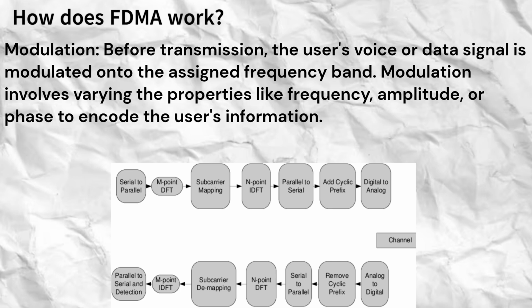Modulation. Before transmission, the user's voice or data signal is modulated onto the assigned frequency band. Modulation involves varying the properties of the carrier signal, frequency, amplitude, or phase, to encode the user's information. Different modulation techniques can be used based on the system's requirements and the characteristics of the transmission medium.